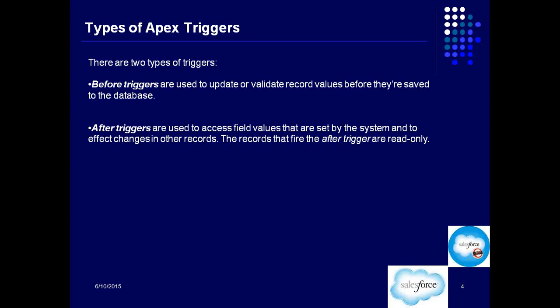So two types of triggers. Before triggers, code block executed before a record is inserted. Inserted is what I'm talking about, but it can be an update or delete operation as well. And the same thing, after trigger for insert, update, or delete operations.